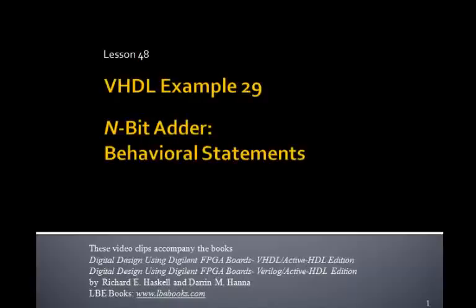This is lesson 48, VHDL example 29. In the last example, you remember we used the plus sign to make a 4-bit adder. It'd be nice to be able to make an n-bit adder using a plus sign. And in fact, that's easy to do, as we'll see in this lesson.